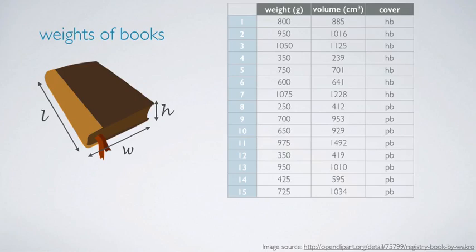labeled as HB under cover type, and the rest are paperback, labeled as PB under cover type. We have data on the weights and the volumes of these books. And we're going to be building a model predicting the weight of the book using its volume and cover type. So volume and cover type are going to be our two explanatory variables, in other words, our two predictors.